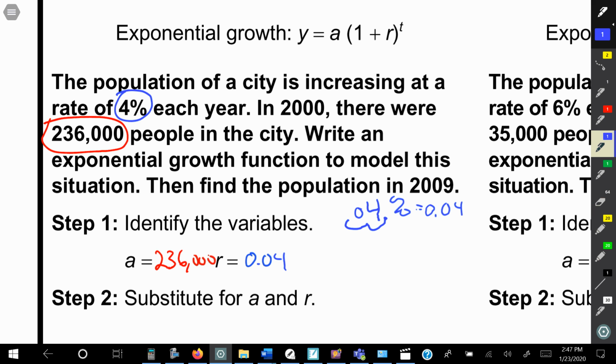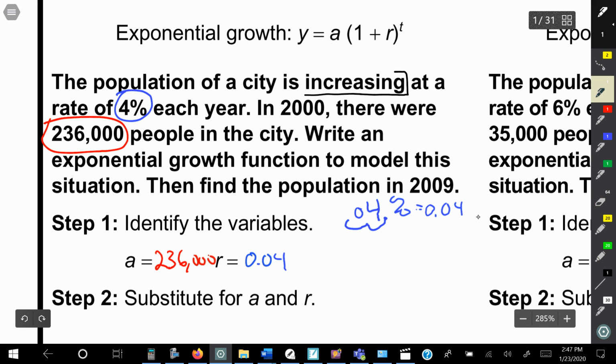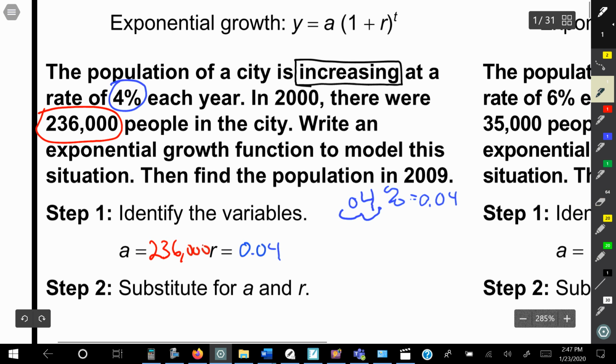All right, so the next thing you want to do is substitute R and A into your formula. Now, understand this is an exponential growth because we know that it is increasing. So that tells us that it's growth. So we're going to use this formula. So we're going to plug in everything we've got.